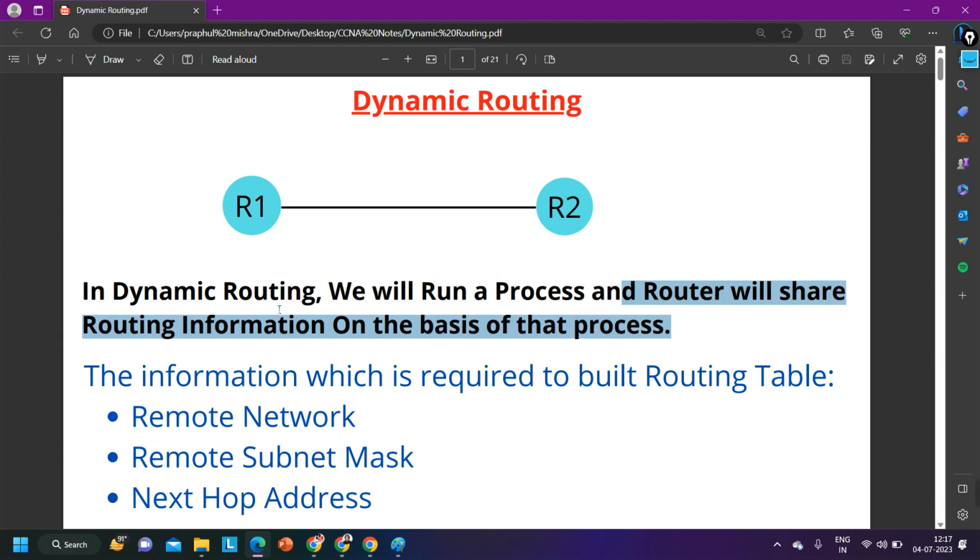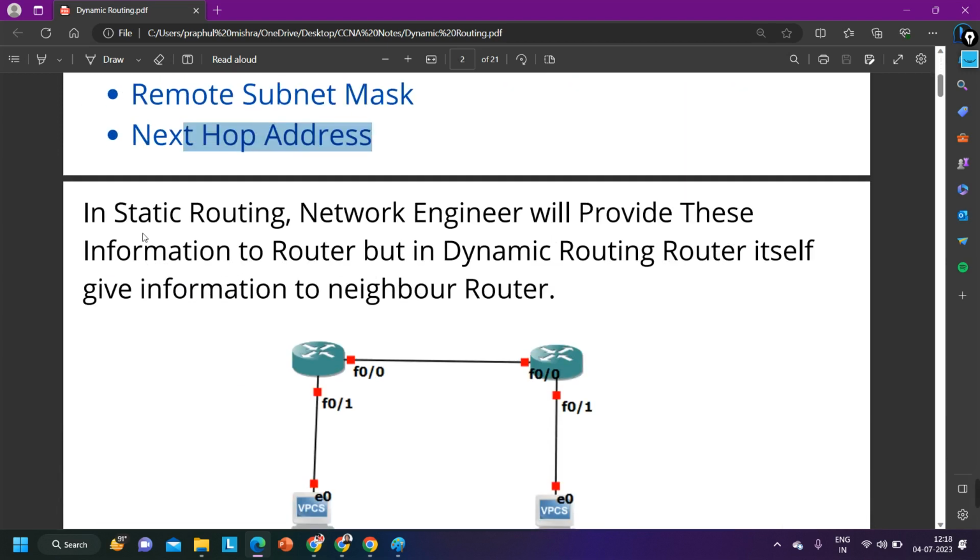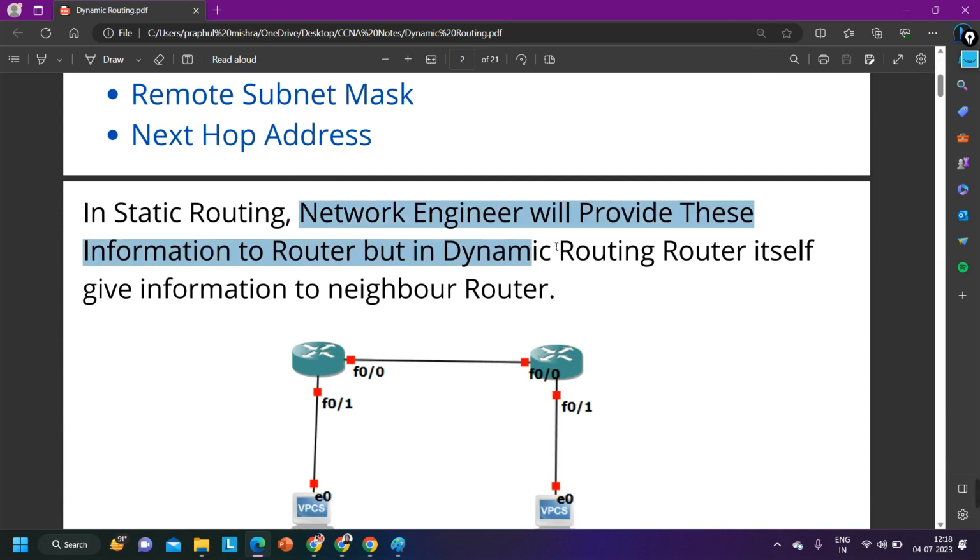What information does a router need to build a routing table? A router needs the remote network, meaning destination network, the remote subnet mask, and the next hop IP address to build the routing table. Yes or no? In static routing also, whenever you are configuring static routing, you are configuring the destination network, meaning remote network, remote subnet mask, and next hop IP address. And in dynamic routing also, the router needs these three pieces of information to build the routing table, right? In static routing, the network engineer will provide this information to the router, but in case of dynamic routing, the router itself gives information to its neighbor router.